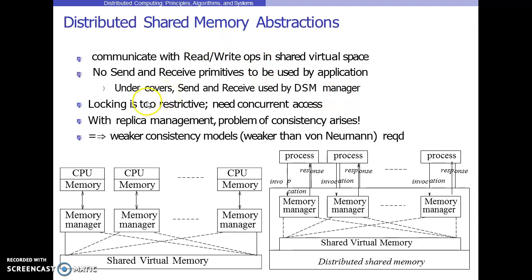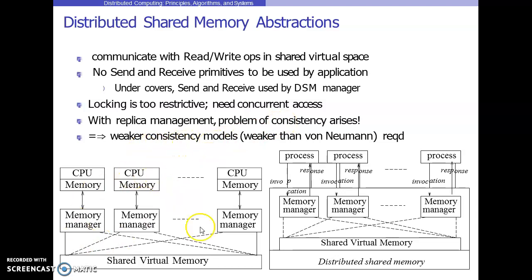In distributed shared memory, locking is too restrictive, so we need concurrent access. So in distributed shared memory, we replicate the data. With replica management, the consistency problem may arise. So it uses a weaker consistency model.